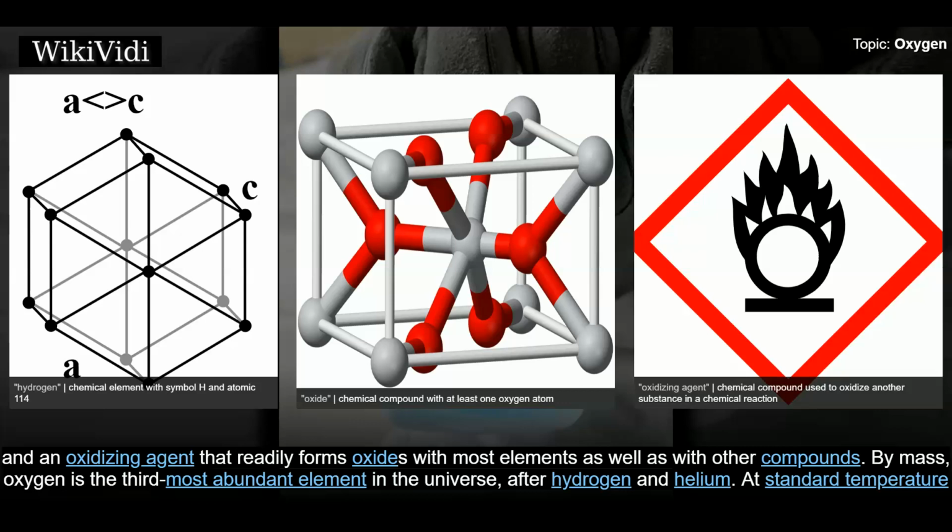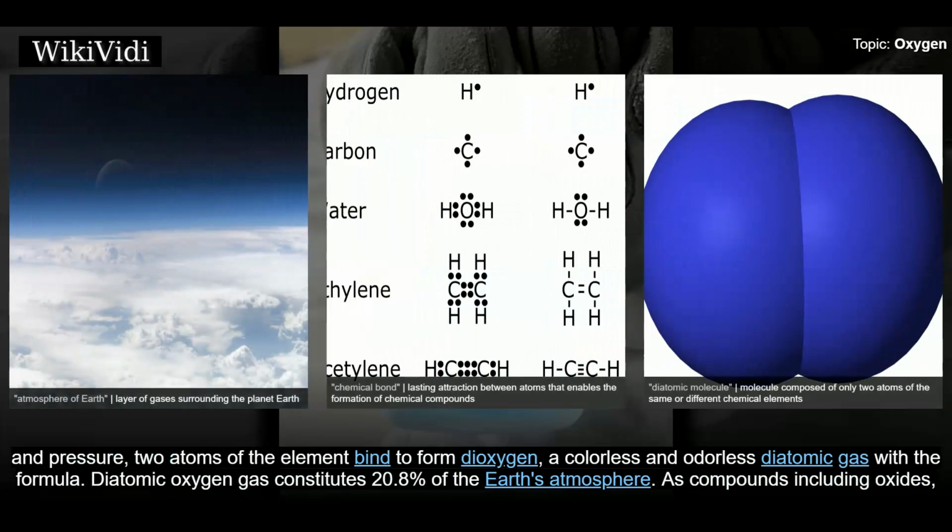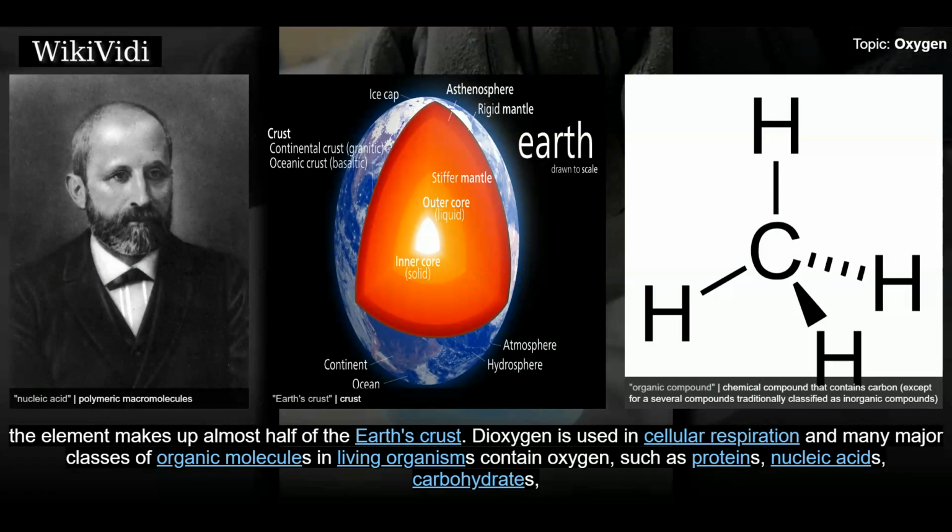At standard temperature and pressure, two atoms of the element bind to form dioxygen, a colorless and odorless diatomic gas with the formula O2. Diatomic oxygen gas constitutes 20.8% of the Earth's atmosphere. As compounds including oxides, the element makes up almost half of the Earth's crust.